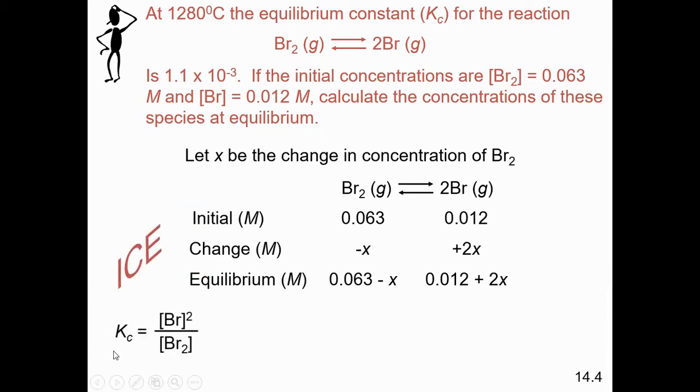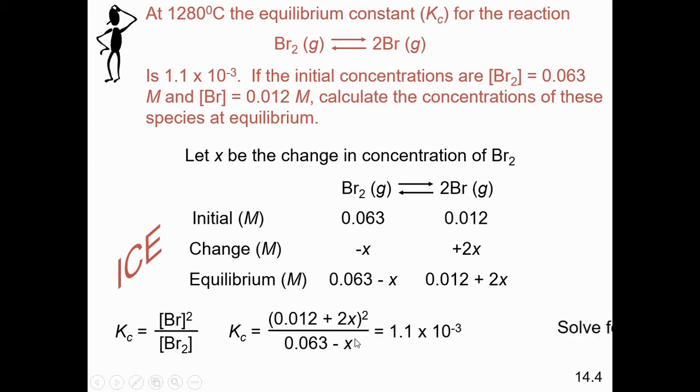Okay, so you plug it into your K expression. So Br squared divided by Br2. And we're going to plug these equilibrium values into our expression. So what we're going to ask ourselves is, we have to solve for x here. Are we able to ignore x?